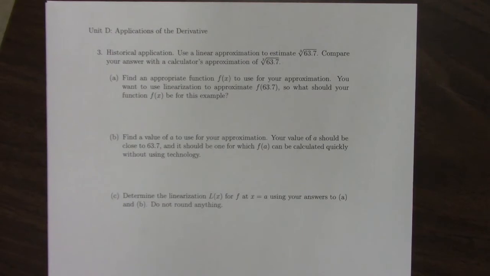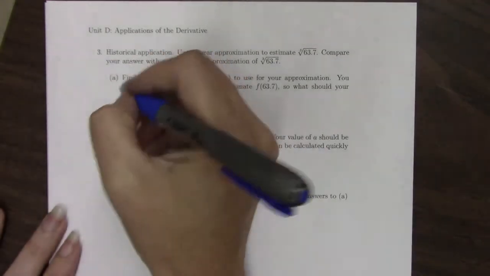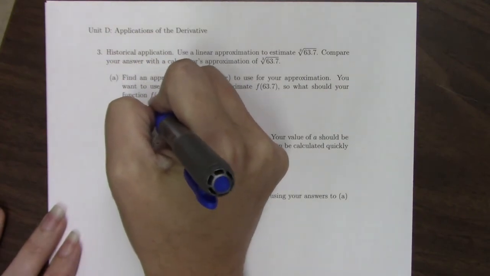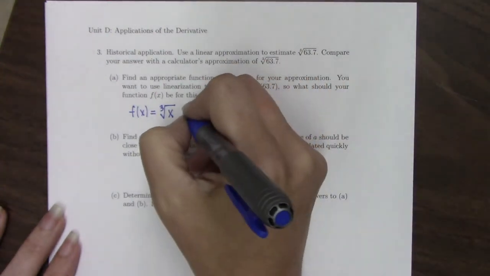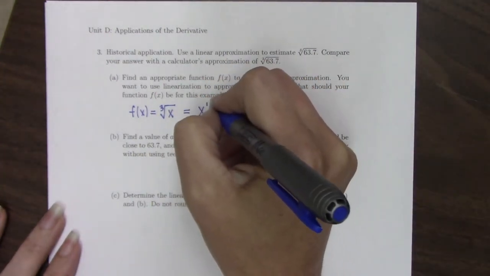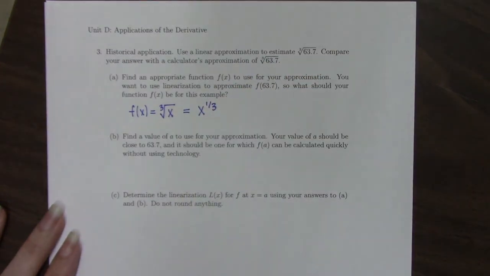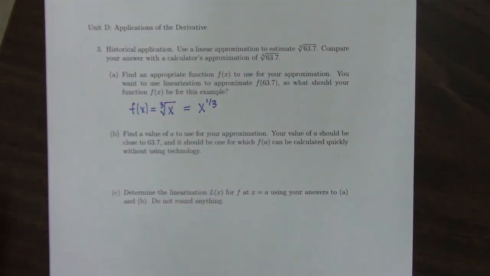So the first thing we're going to do to see how this is done is find the appropriate function f of x to use for your approximation. So what should our function f of x be that we base this on? If I'm looking at the structure, 63.7 most likely was plugged into the cube root of x. So we're going to let f of x be the cube root of x. Since I know I'm going to have to take some derivatives, I'm going to rewrite it as x to the 1/3.